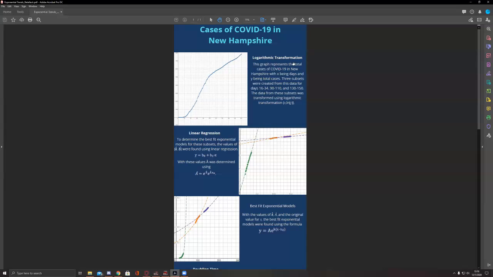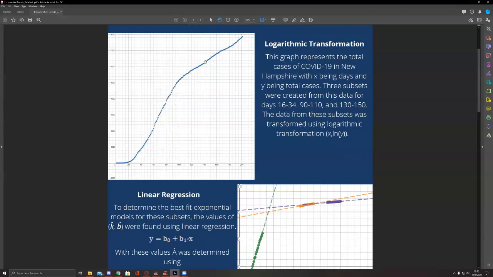So your state is New Hampshire, and what we see there at the top was the total cases in New Hampshire. From that, I picked three subsets: 16 to 34, 90 to 110, and 130 to 150. Let me try to do something, let me see if I can put this rectangle. So 16 to 34 would be somewhere in there, right? Yep. And then 90 to 110 would be up somewhere here. And then the last one is 130 to 150, something like this.